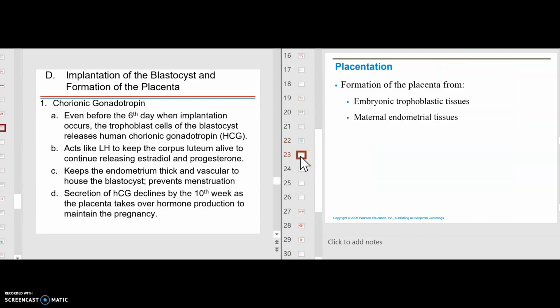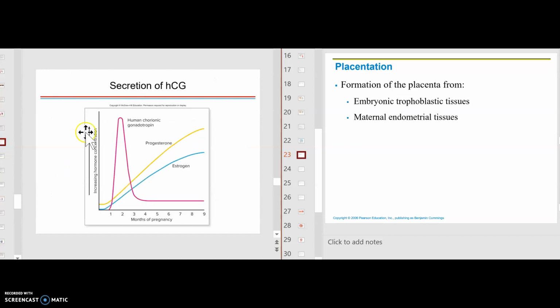Okay. The formation of the placenta occurs from the embryonic trophoblastic tissues and maternal endometrial tissues, which basically means part of the tissue of the placenta is from the mom, and part of the tissue is from the blastocyst, the developing new entity. Okay, we'll come over here, see what we have over here. Okay, again, that's the same type of thing there.